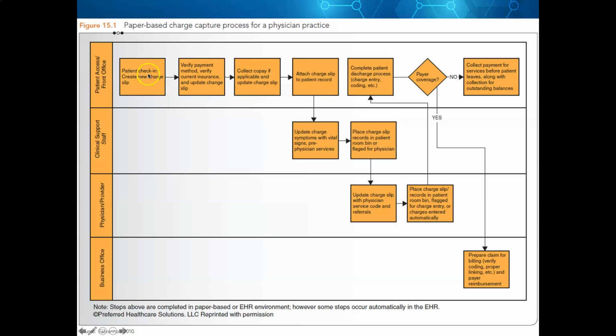So you've got patient check-in, you create a new charge slip, you verify payment method, verify the current insurance, and update the charge slip. You collect a copay and update the charge slip. You attach the charge slip to the patient's medical record if the record is paper. You update the charge record with symptoms and vital signs pre-physician services.